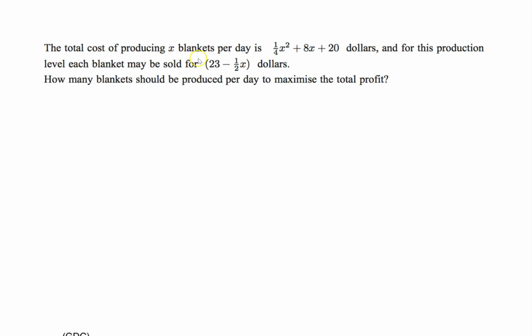The total cost of producing x blankets per day is this amount, in dollars. For this production level, each blanket must be sold for 23 minus 1.5x dollars. How many blankets should be produced to maximize the total profit? So it's like an econ problem. Econ and math working together again. Total profit is always revenue minus cost. Money you make versus money you lose.